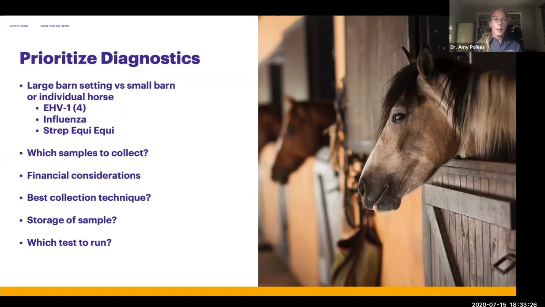And, just looking at all these different diseases, obviously some of them might be more important than others as far as them being contagious. Also, which samples to collect, again, the financial considerations, what are the best collection techniques, how are you going to store that sample, and which tests to run.